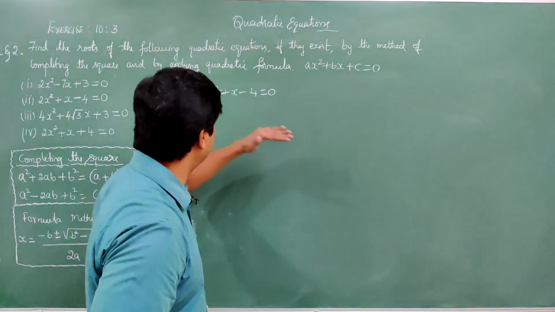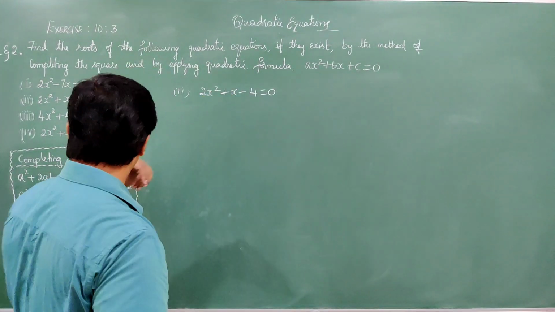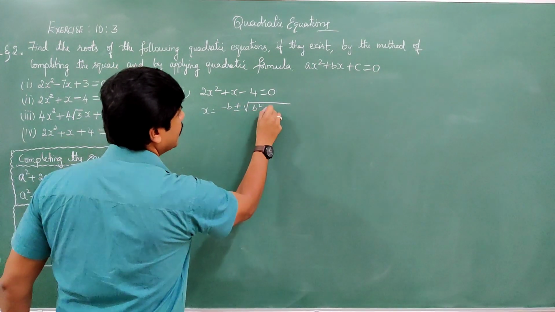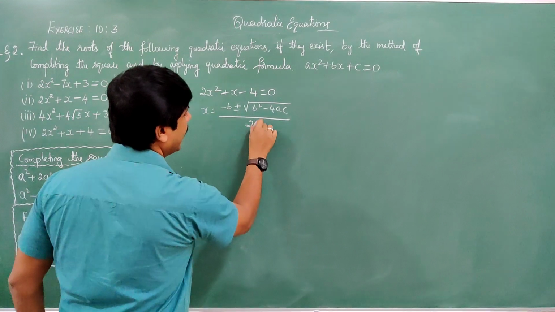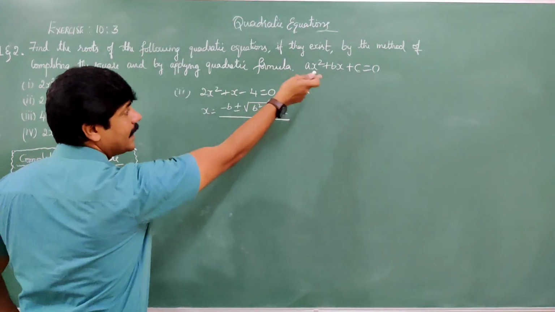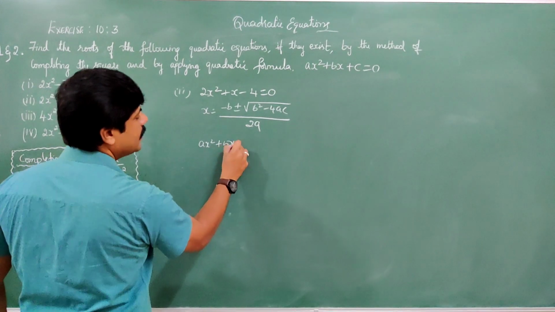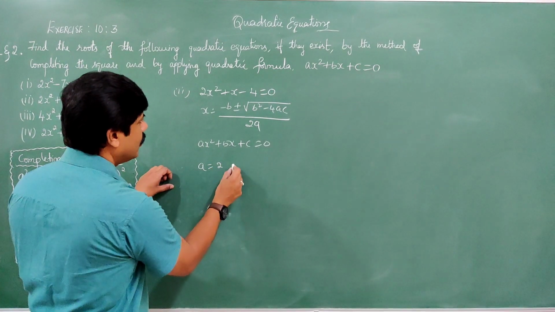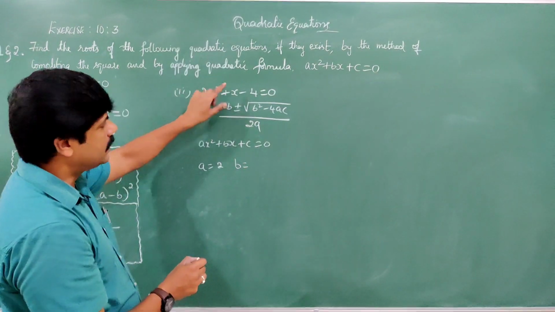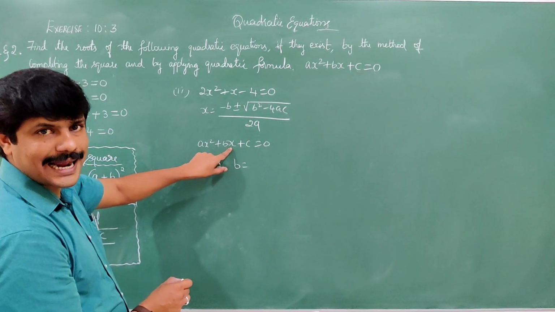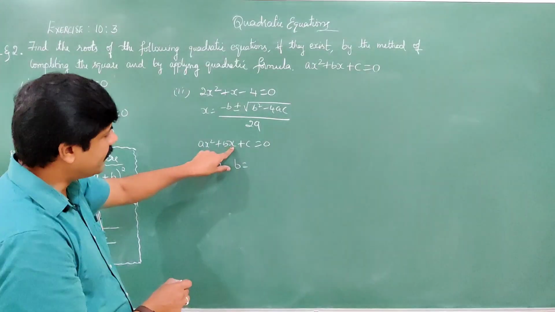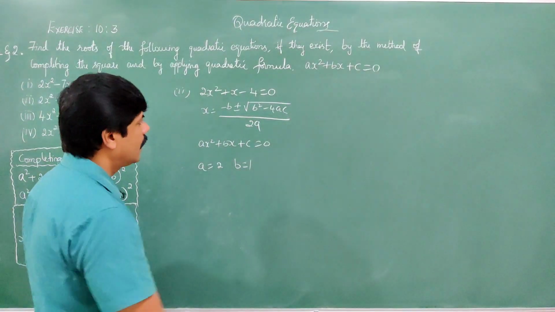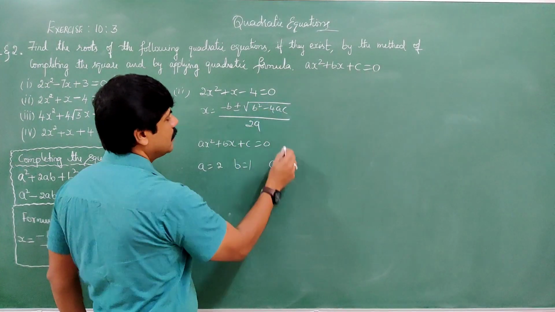Now we will find the roots of this equation by the formula method. What is the formula? x = (minus b plus or minus the square root of b² minus 4ac) by 2a. Compare this equation with the standard equation ax² + bx + c = 0. We can see that a is 2, and b is the coefficient of x. Here the coefficient is 1, if nothing is there, it is 1. The constant c is minus 4.